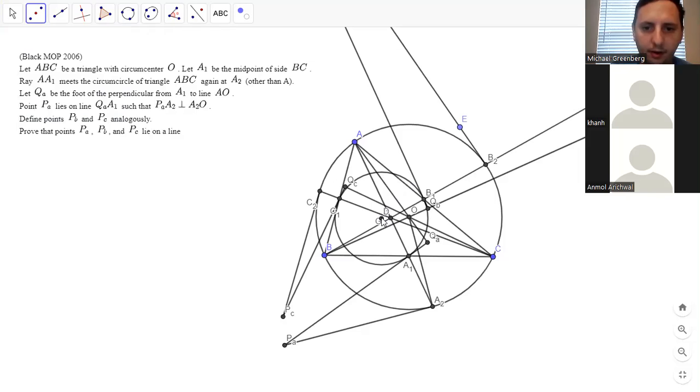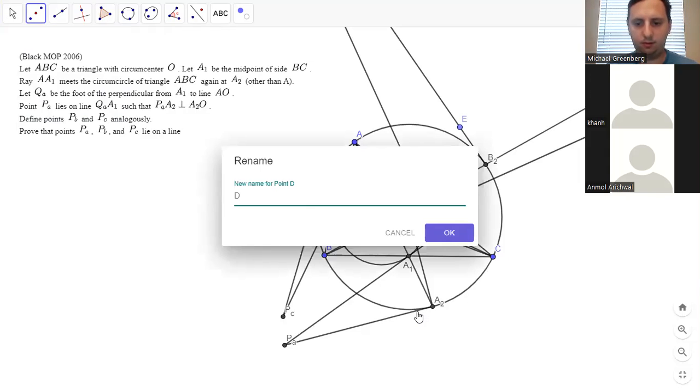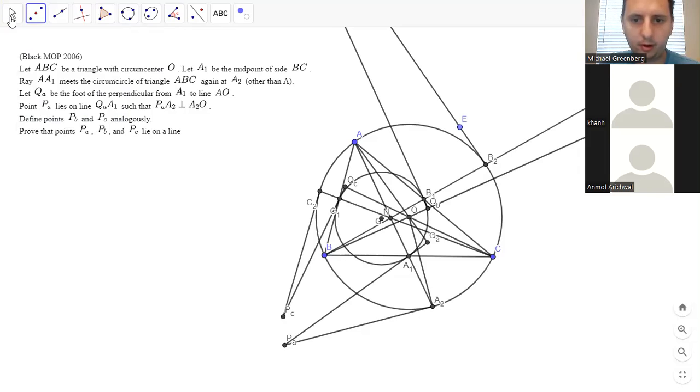So we call it N. We want to start by showing that QA1 is tangent. What's the best way to do that? So we could calculate this angle, right? It's 90 minus angle A1AO.